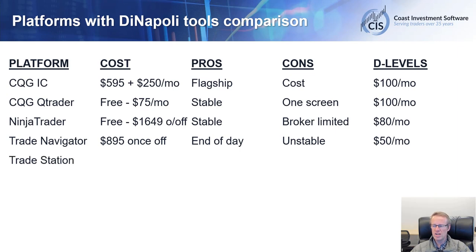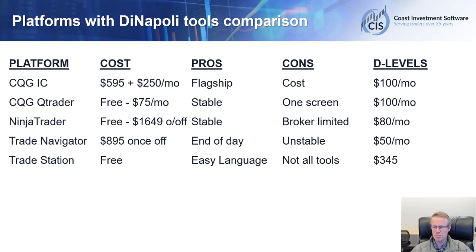So moving on to TradeStation, that's a free platform. If you have a brokerage account with them, they have EasyLanguage, which is very, very powerful and easy to learn to do some strategies if you want to develop strategies. It doesn't include all the DiNapoli tools, only the basic indicators, and those come at a once-off cost of $345.